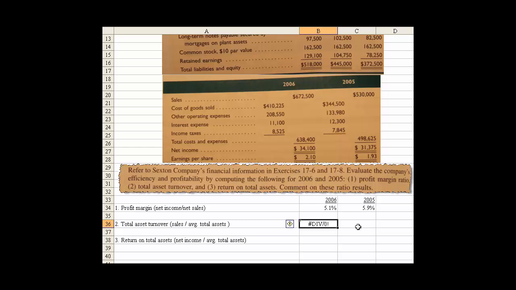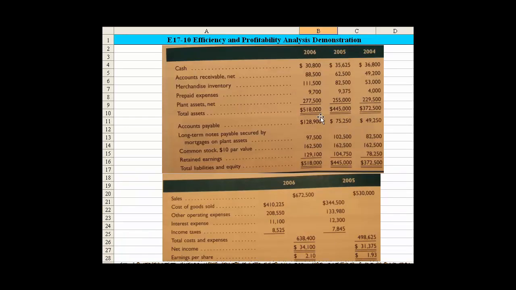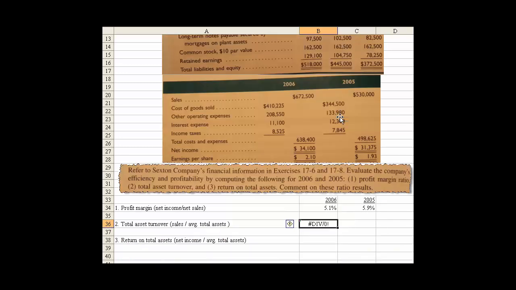Okay, dividing by a 0, it's going to give me an error. Let's go figure out what those asset values are. Well, it's the 518 and the 445. Okay, so let's put those in now. 518,000 plus 445 with 3 zeros, and we get 1.4.